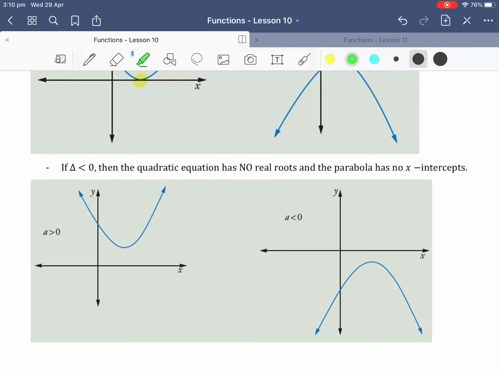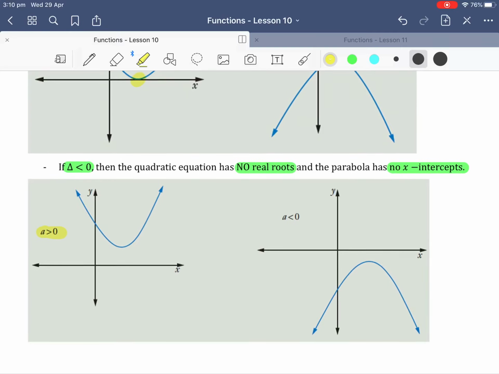And finally, if our discriminant is less than 0, then the quadratic equation has no real roots, like we know from doing the algebra. So that means that the parabola has no x-intercepts. If you look at our graphs here, when a is greater than 0, our parabola does not hit the x-axis at any time, so it has no x-intercepts. And when a is less than 0 and our discriminant is less than 0, our parabola has no x-intercepts because it has no real roots.